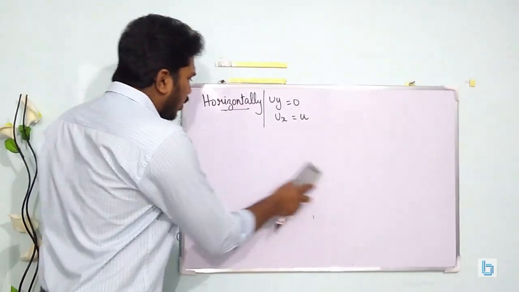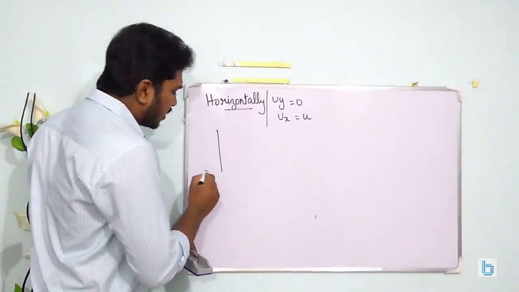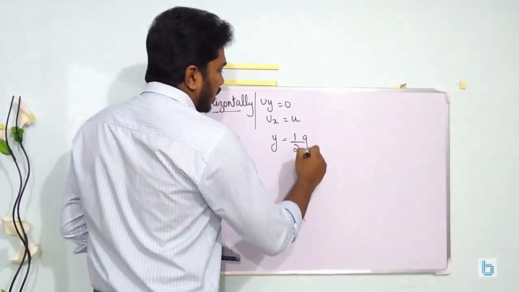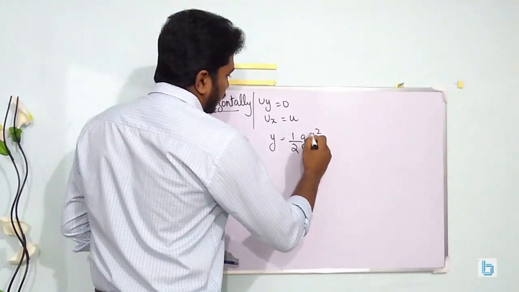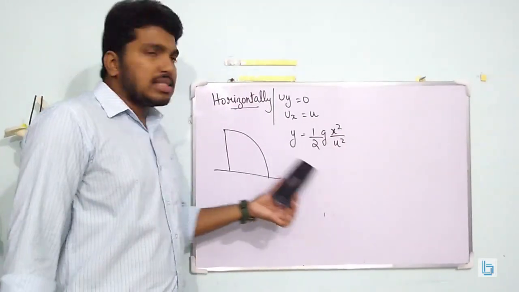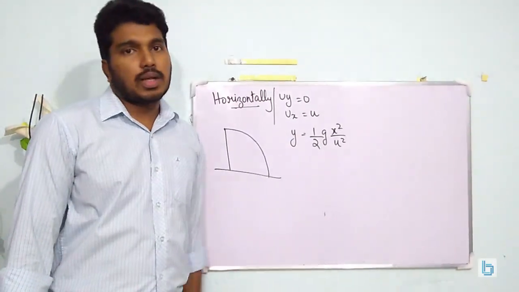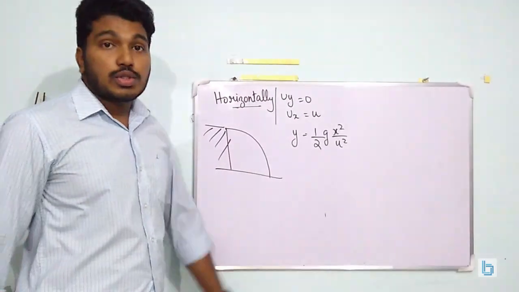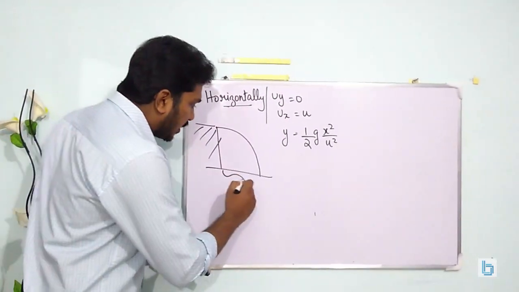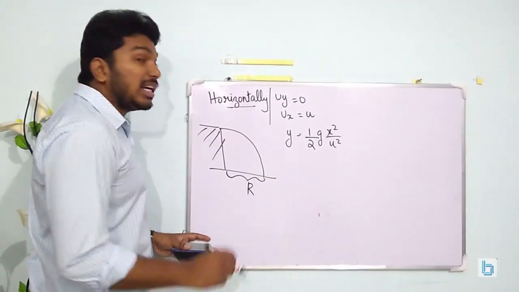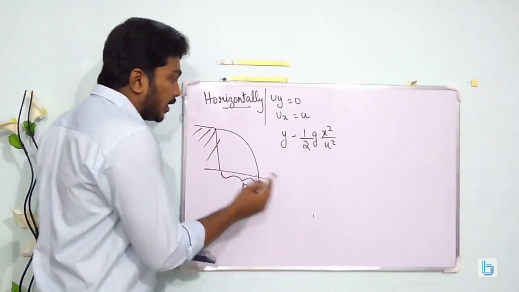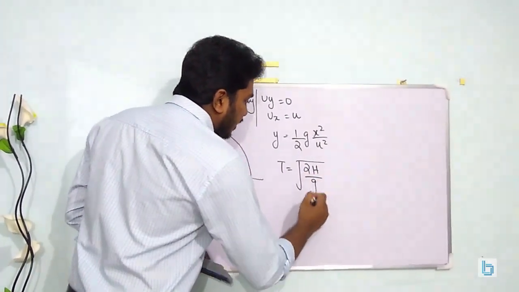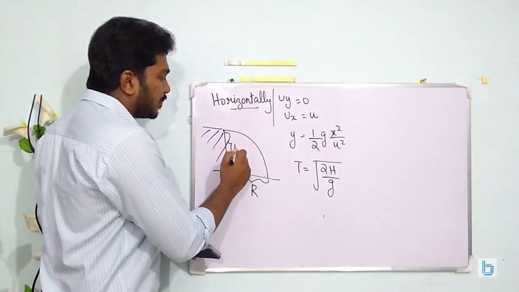So the trajectory equation of a horizontally launched projectile is y is equal to half into g x square by u square. We obtain this equation from y is equal to uyt plus half gt square. Okay, so that is the corresponding trajectory equation for a horizontally launched projectile. Now the range is this. To find the range we need the time of flight, the time taken from here to here. The time of flight is given by root of 2h by g, where h is the height from which it is dropped.